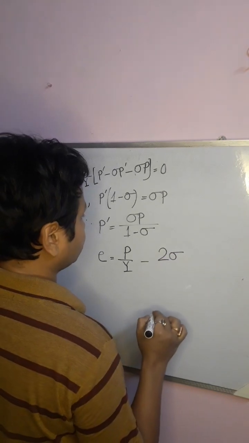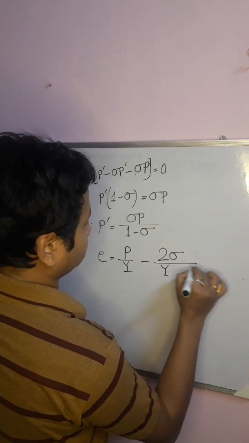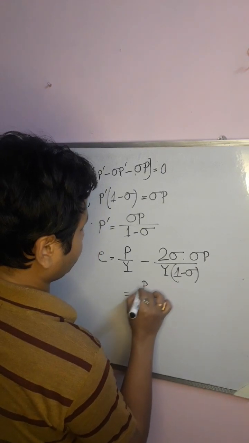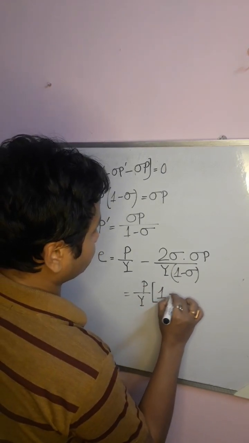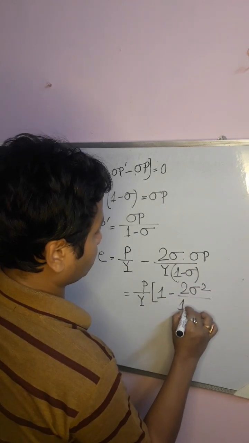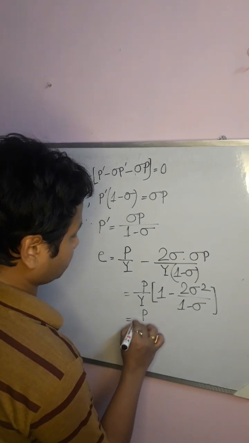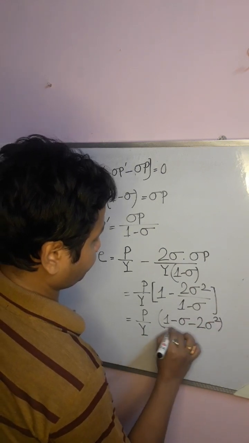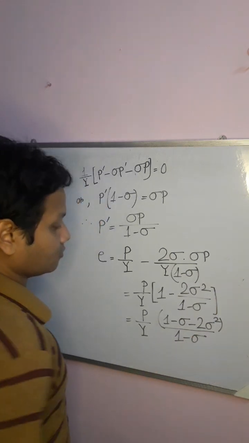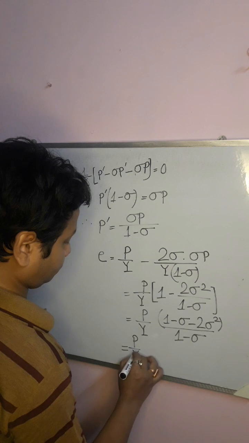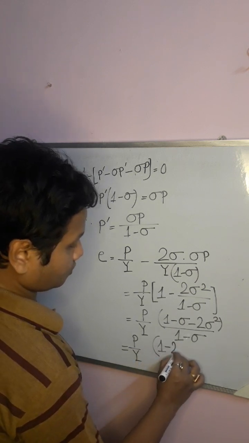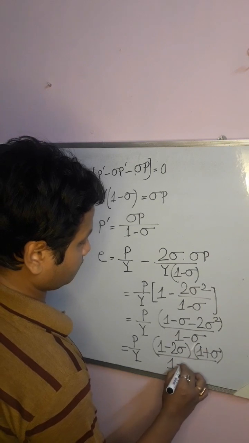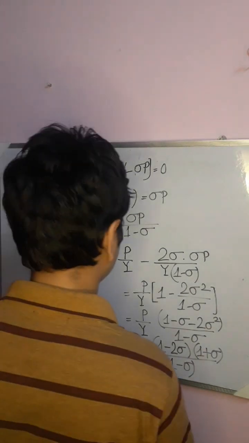It is P by Y minus 2 sigma into sigma P by 1 minus sigma. If we take P by Y common, this is 1 minus 2 sigma square by 1 minus sigma. So this is P by Y into (1 minus sigma minus 2 sigma square) by 1 minus sigma. If we factorize it, this becomes (1 minus 2 sigma) into (1 plus sigma) by 1 minus sigma.